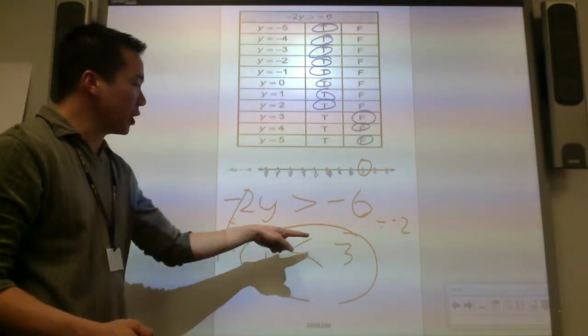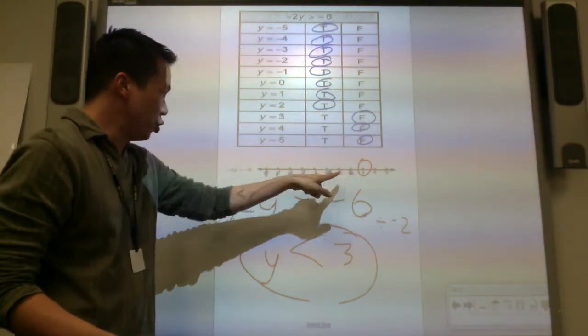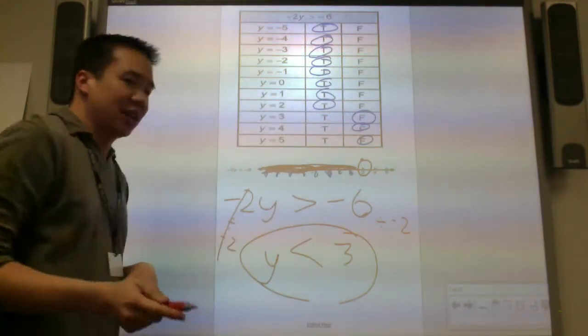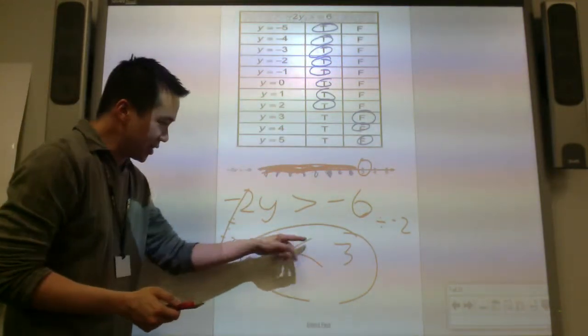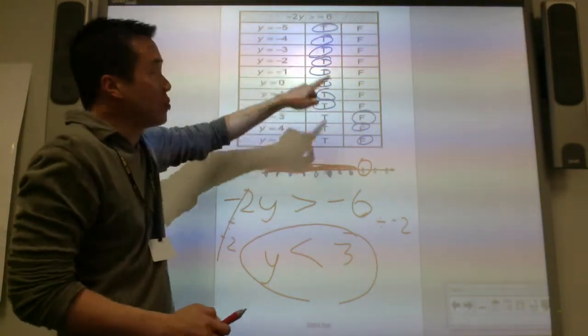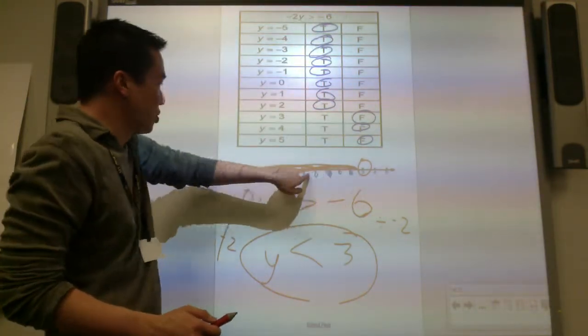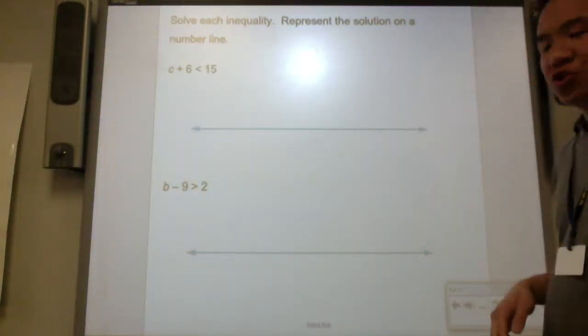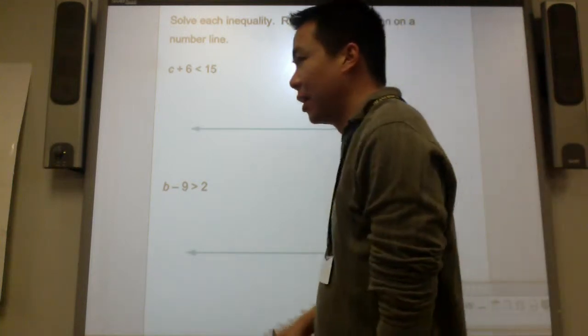What numbers are less than 3? 2, 1, 0. So it faces to the left. It is faced to the left. Look at this arrow. Do you see how it's faced up? And we proved it by substituting the variable with these numbers. So let's go through each question now and practice this.